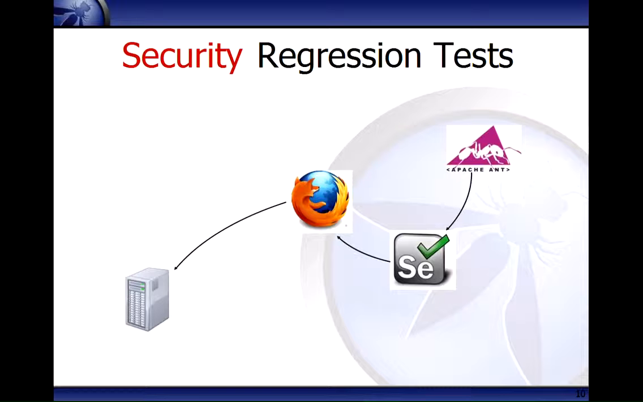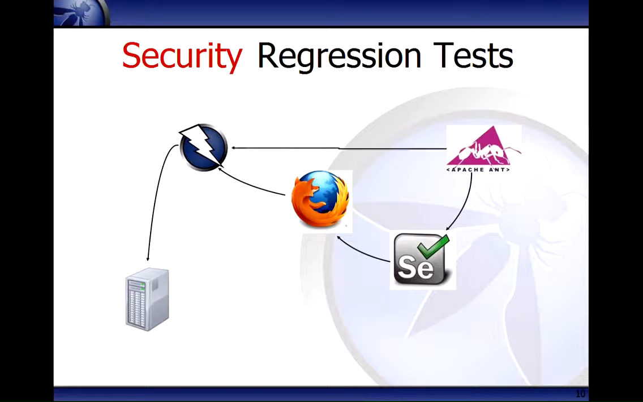But what we can do is change those into security regression tests. And that's relatively straightforward. What you do is, instead of driving the application directly from your browser, you put Zap in between. So that's another way for Zap to understand your application. And then you can invoke Zap directly.